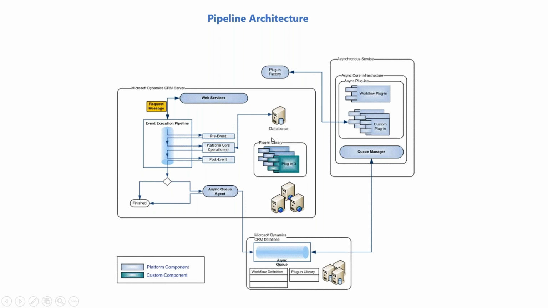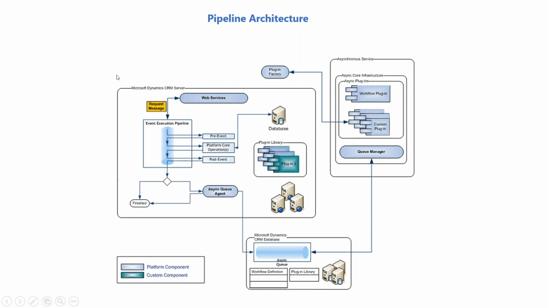So this is what we have now seen in this diagram. Now this is the plugin architecture. Any plugin or custom workflow logic we write will be present in the database. When we do some operations like create, update, or delete, whatever it is, it will send a request to the CRM web service. It will send this information to this web service only.